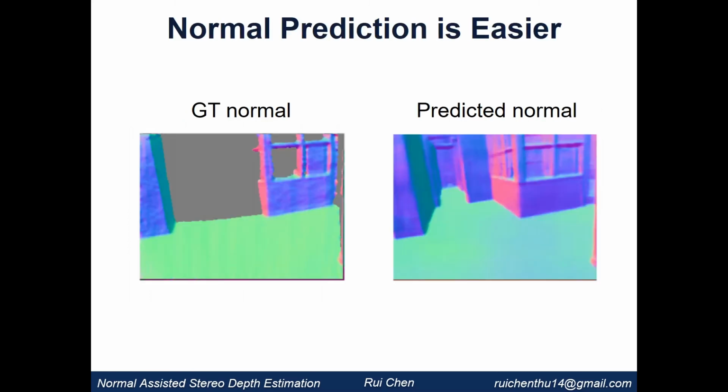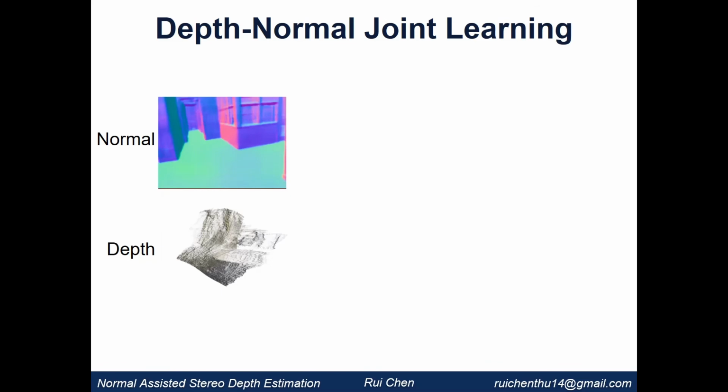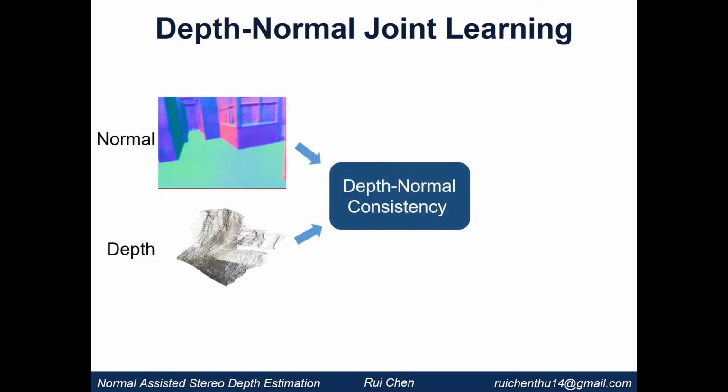However, experiments have found that it is much easier to predict accurate normals for these areas. The intuition here is that, like human beings, when humans see a wall, it may be difficult for them to predict the distance of the wall. However, it is much easier to predict the normal direction of the wall. Therefore, in this work, we use depth normal consistency to jointly learn depth and normal prediction.